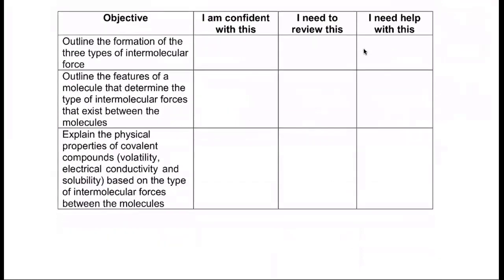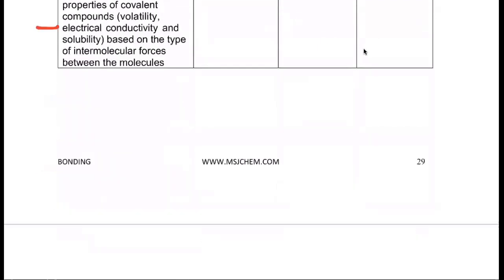As I said, we're going to outline the formation of the three types of intermolecular forces. We're going to talk about how they're different. We're going to talk about what features of a molecule, such as the polarity of the types of bonds in it, determine the type of intermolecular forces that molecules can have. And then we're going to explain how the physical properties of covalent compounds, specifically volatility, electrical conductivity, and solubility, are changed based on the type of intermolecular force that a particular molecule would have.